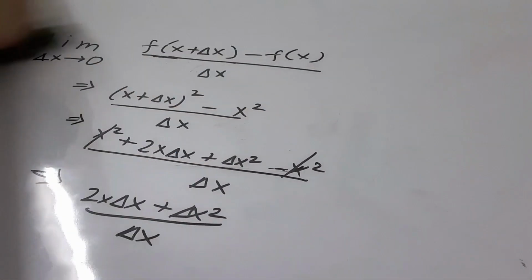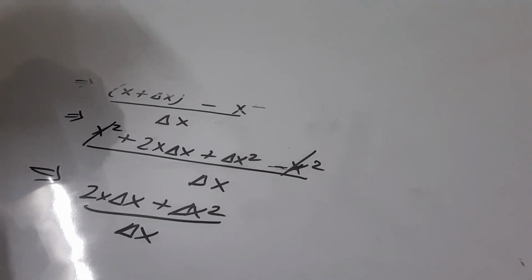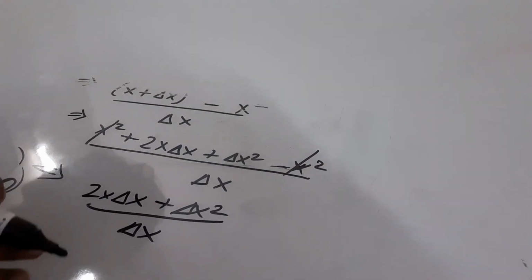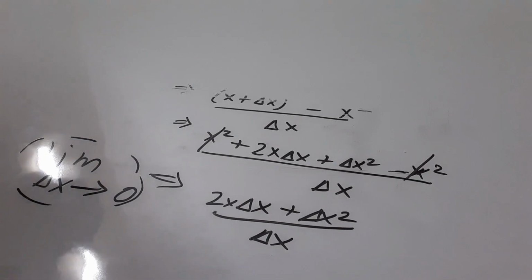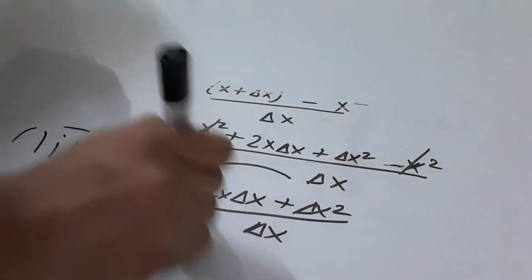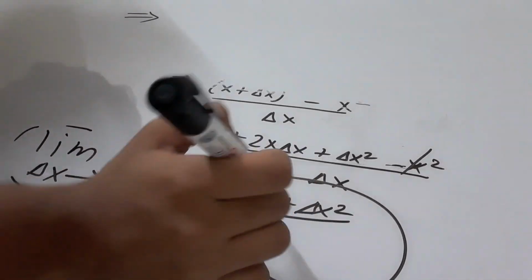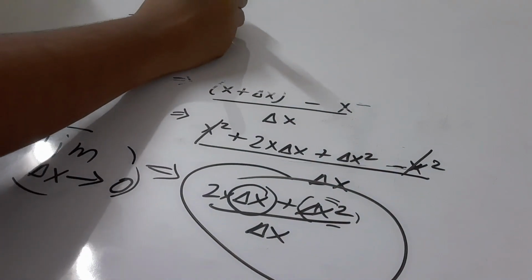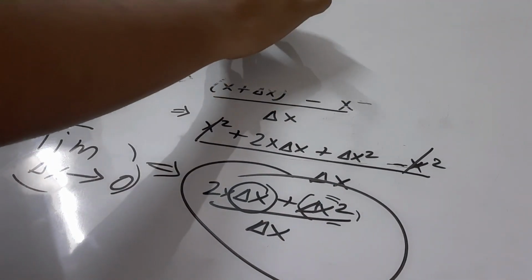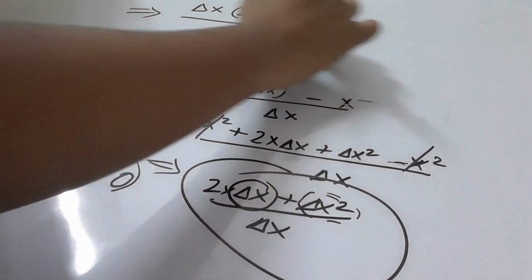Let's remember that this is the limit as delta x approaches 0. This is how we call it. Delta x approaches 0 because it's approaching the value but never becoming exactly that value. So this is what we got. Coming back on top, I can factor out delta x from this numerator. So let me factor out delta x. What remains is 2x plus delta x upon delta x. Now I can cancel out these delta x's.